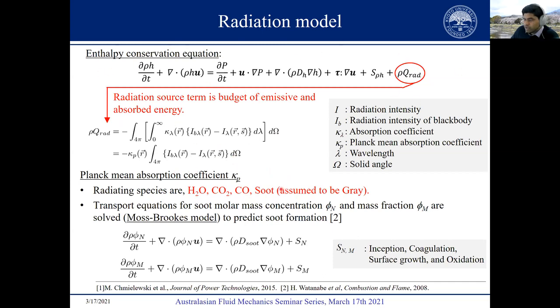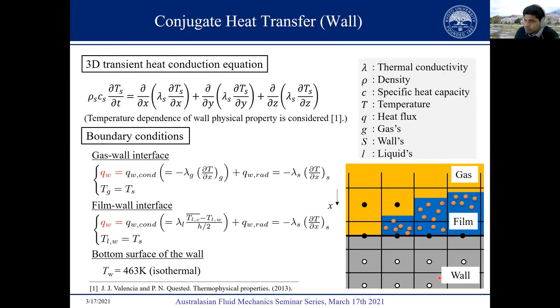Regarding the soot, soot is actually the dominant radiating species here. And so the soot formation is predicted using the well-known Moss-Brooks model in the present simulations. In this model, we are solving the transport equations for the soot number density and mass density to predict the soot formation due to inception, coagulation, surface growth, and oxidation.